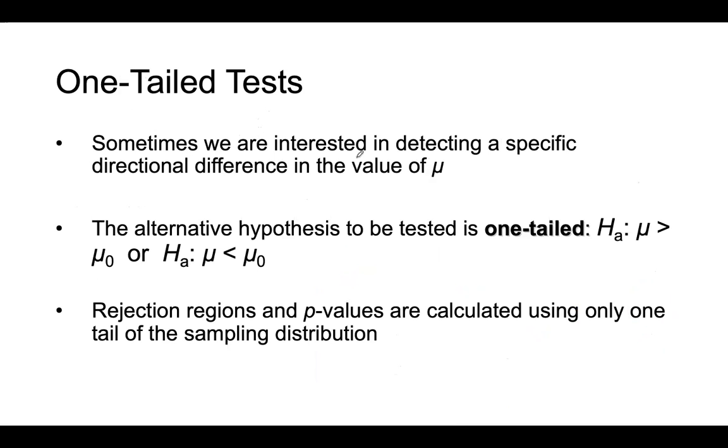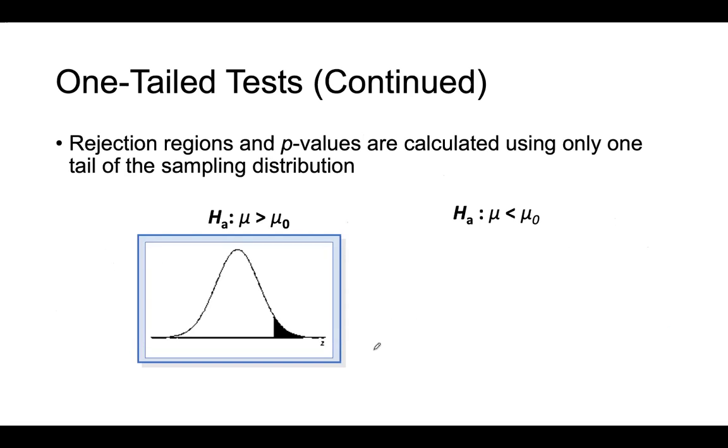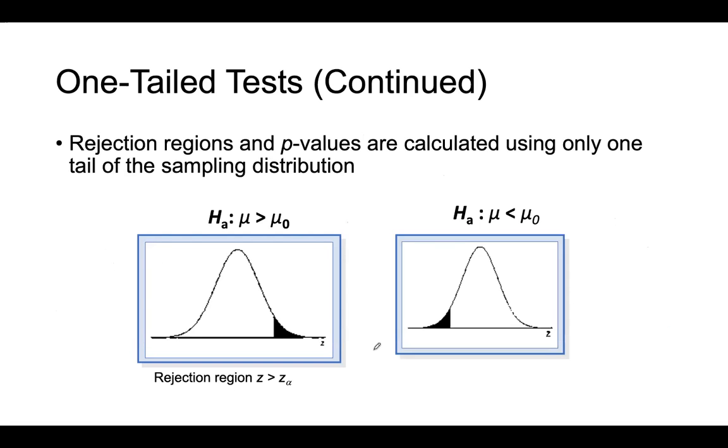There's two tails. Sometimes we're interested in detecting a specific directional difference in the value of mu. So the alternative hypothesis to be tested is one-tailed. The alternative can be greater than or less than, like you see here. So the rejection regions and p-values are calculated using only one tail of the sampling distribution. Again, this depends on the wording of the question.